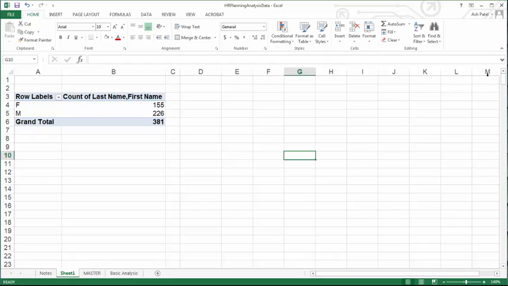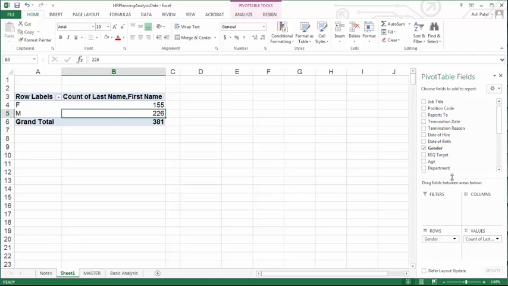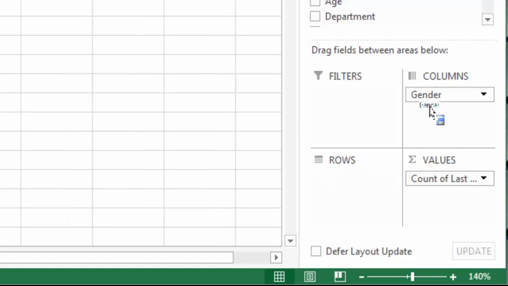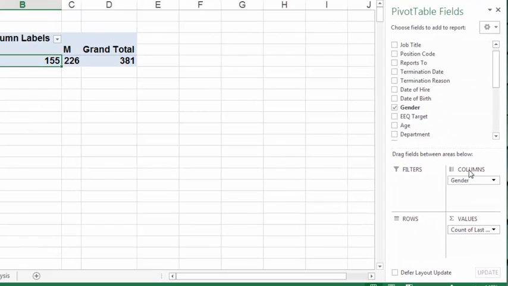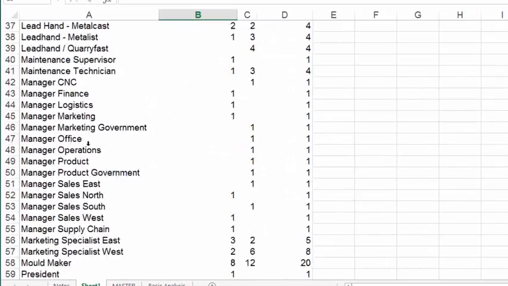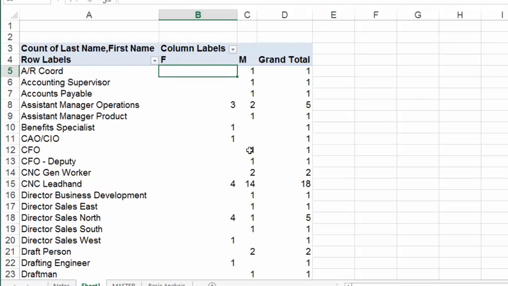Now, this information on the right-hand side disappeared. That's okay. Just click back in to your table here, and you'll see it. So here's what I'd like to do. Take gender, put it back into columns, and I want to do gender by job title. So I'm going to take job title, put it in rows, and it shows me all the different jobs and all the different genders. And this is amazing for equity purposes, both pay and employment equity. You can figure out dominance and so on.